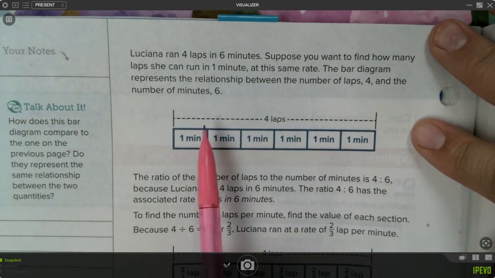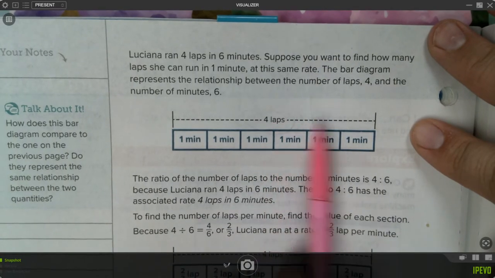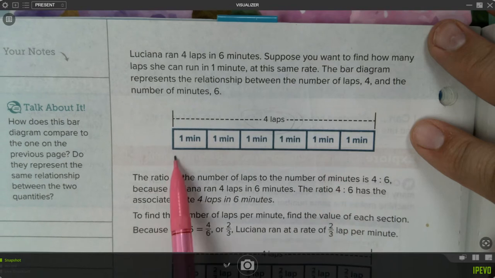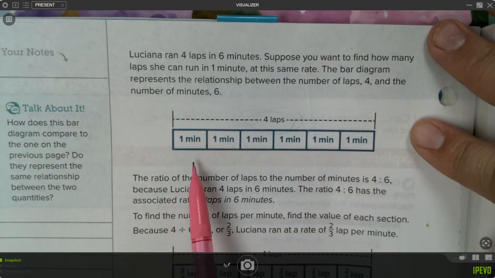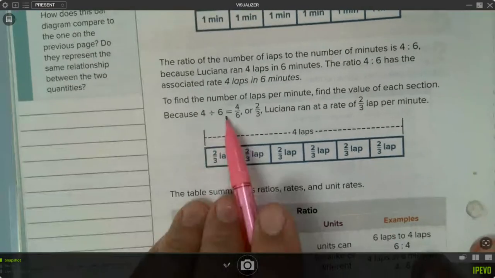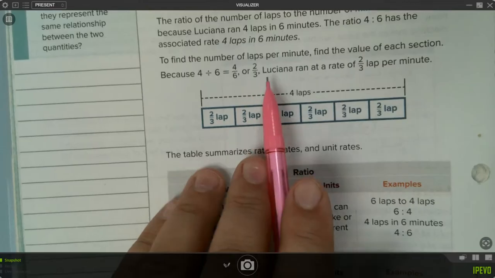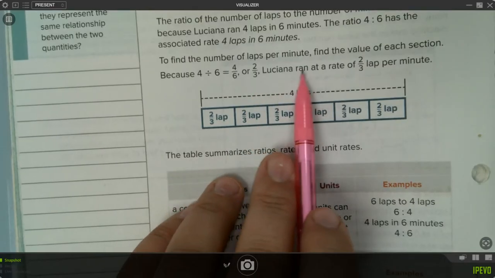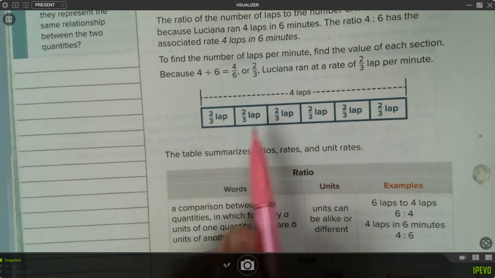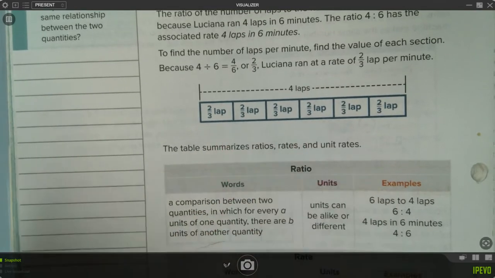Now, instead of taking 6 and dividing by 4 like we did in the last problem, we're taking the 4 and dividing by 6. So if you were to do that, 4 divided by 6 is equal to 4/6, which we simplify to 2/3. So Luciana ran at a rate of 2/3 lap per minute. So each of the 6 minutes would be 2/3 of a lap.